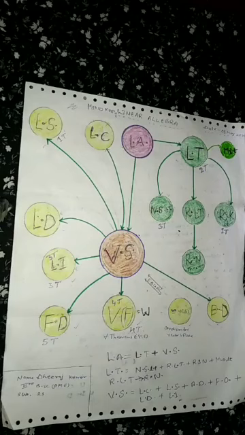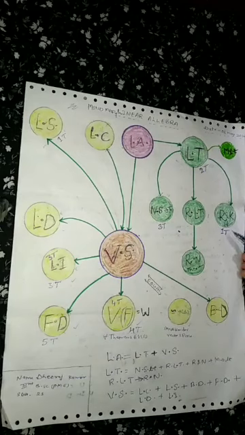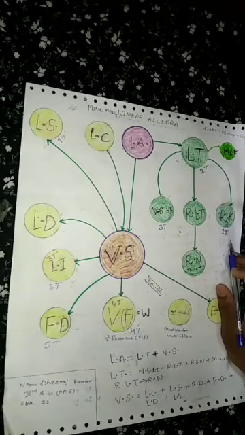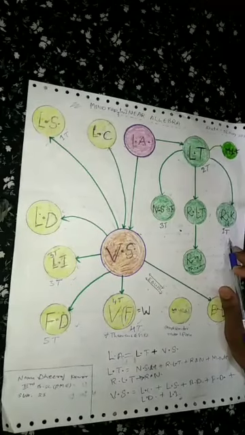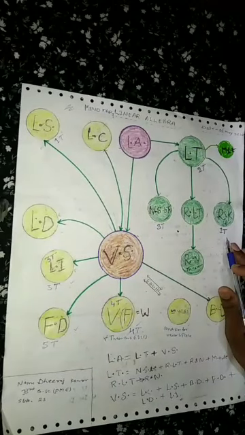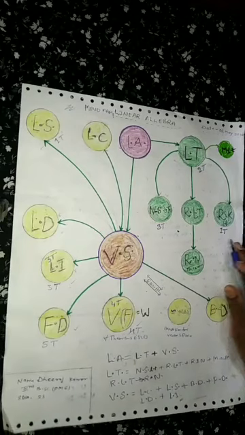Next we'll come to R and K, that is range and kernel of a linear transformation. The definition of range and kernel: let T be a linear transformation from U to V. Two sets are important. One is the range, denoted by R of T, and the other is the kernel of T, denoted by N of T.